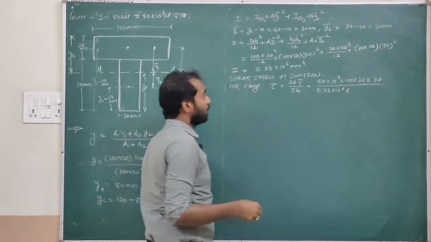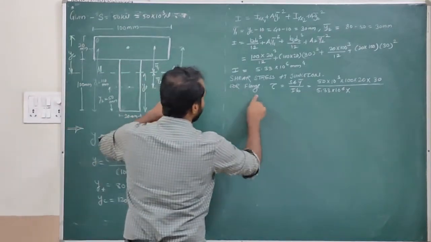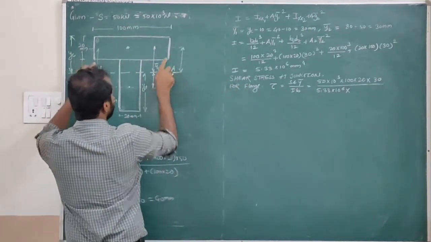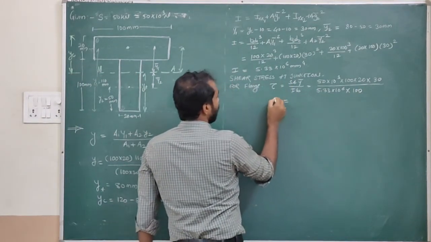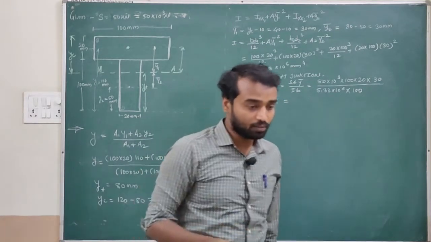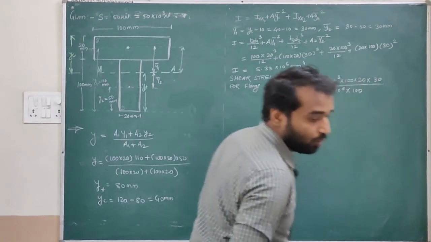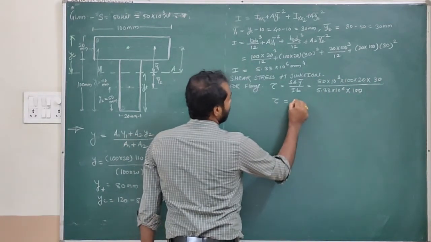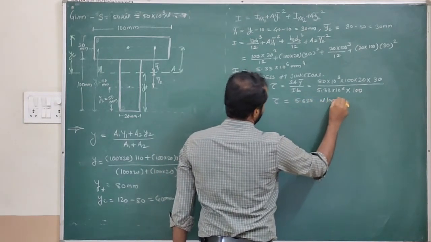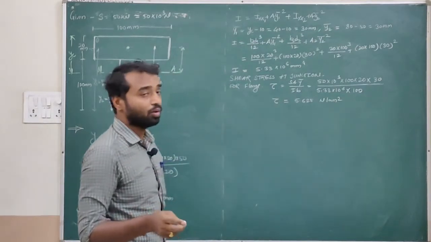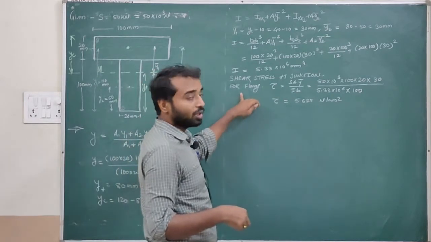Now the most important point here is that we need to consider the width. Width means we are considering it for the flange, so for the flange the width will be 100. So multiplied by 100. If you solve this, for the flange the value of shear stress will be 5.625 Newton per mm square. So first we have found the value at the junction, and in that we have first of all found the value for the flange.